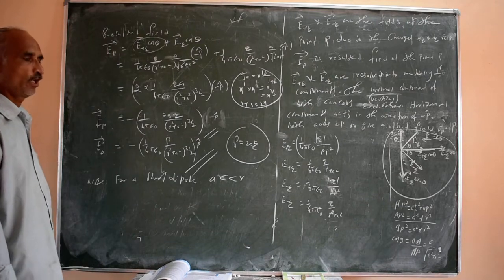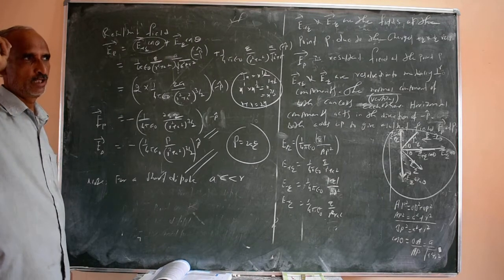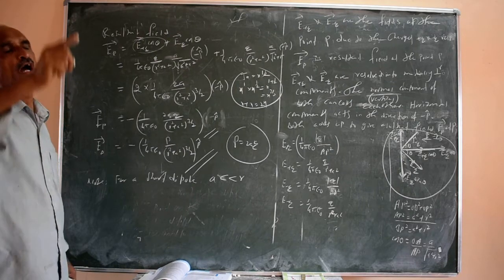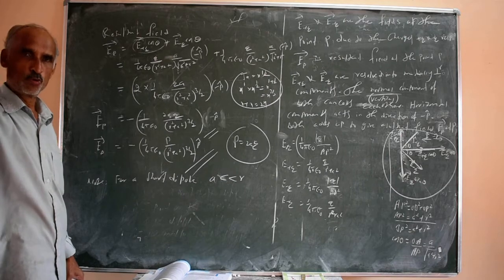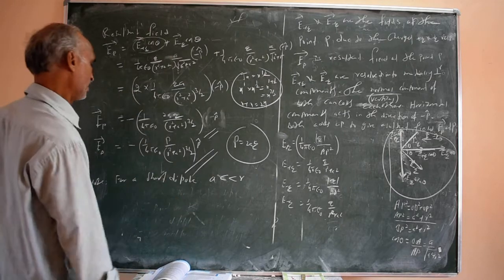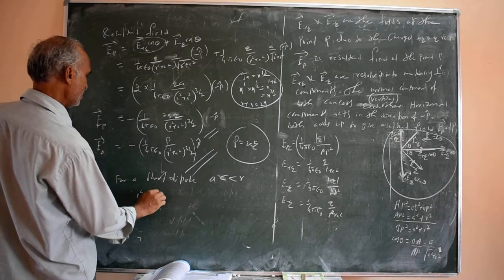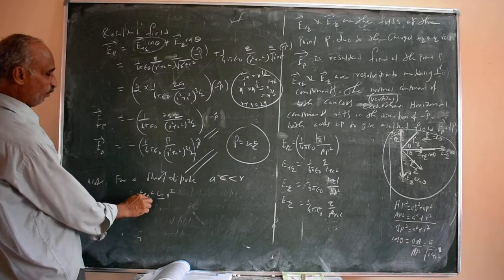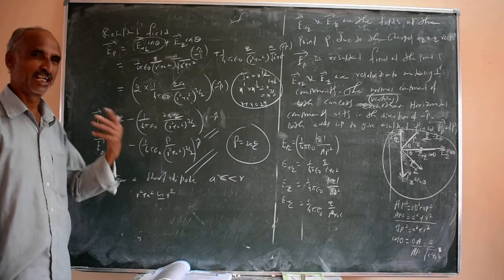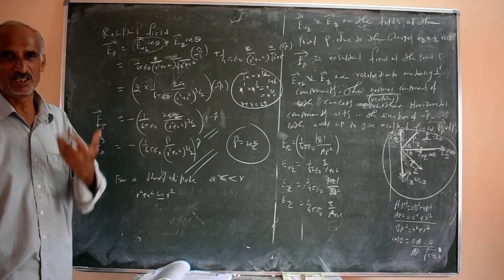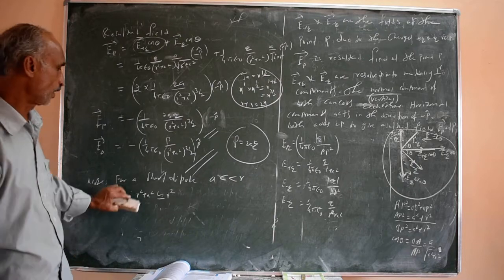If a is far smaller as compared to r, what is the r here? The r indicates the distance between the midpoint of the dipole and the point P. What is the point P? The point P is where you would like to assess the field in space. Therefore, r square plus a square is nearly equal to r square. This is negligible. 100 square plus 1 square, the 1 is negligible, or 0.1 square is negligible. Therefore, 100 square plus 0.1 square is almost equal to 100 square.